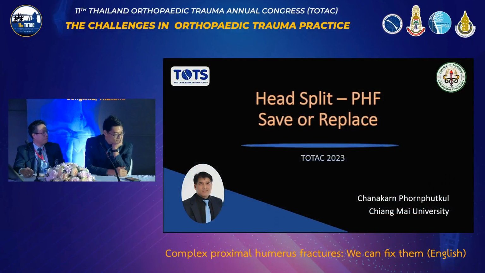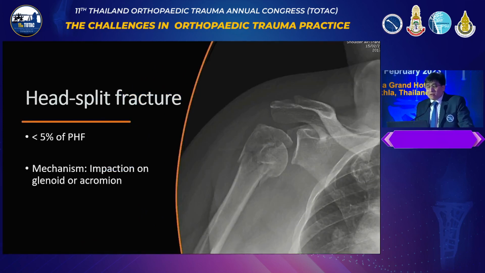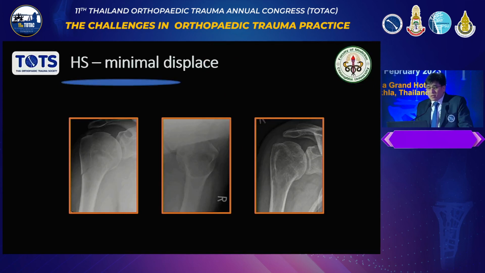So my talk will be about the head split in proximal humeral fractures, how to manage this. Probably it's either fix or replace, right? The incidence is less than 5%, but it occurs because there was an impaction of the humeral head on the glenoid or the acromion.